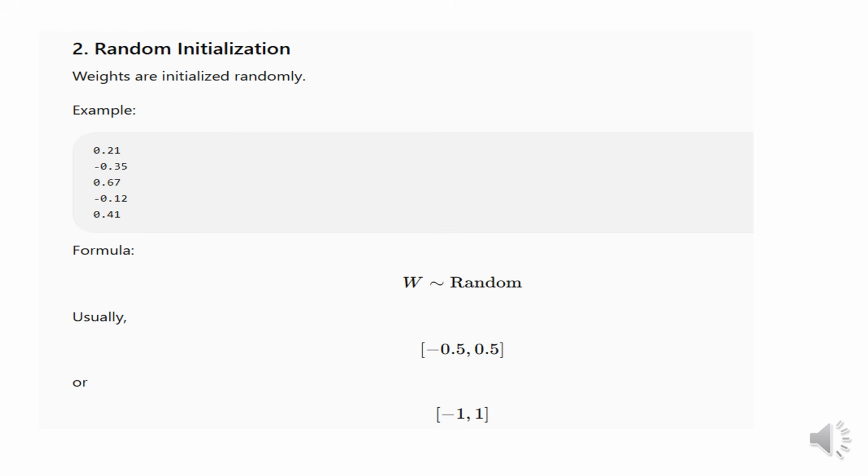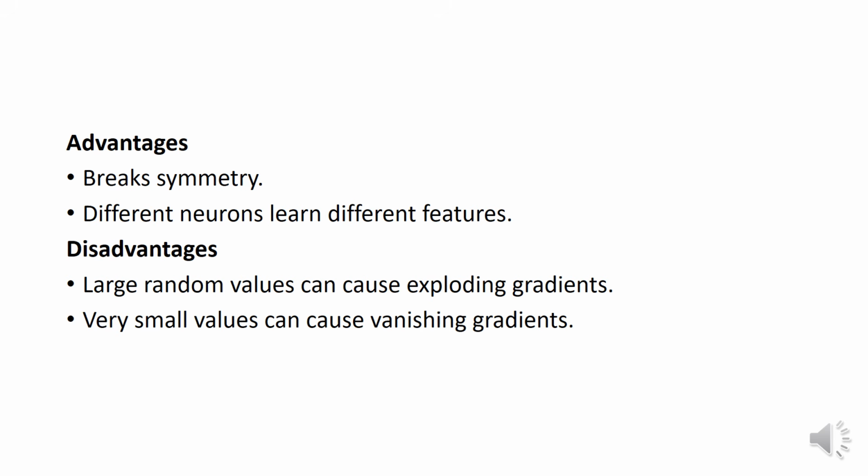The second one is random initialization. Weights are initialized randomly; for example, we give some random values to the weights. The usual range is minus 0.5 to plus 0.5 or minus 1 to plus 1. The advantage here is that it breaks the symmetry which occurs in the zero initialization technique, and different neurons learn different features. The disadvantages: large random values can cause exploding gradients, and very small values can cause vanishing gradients.